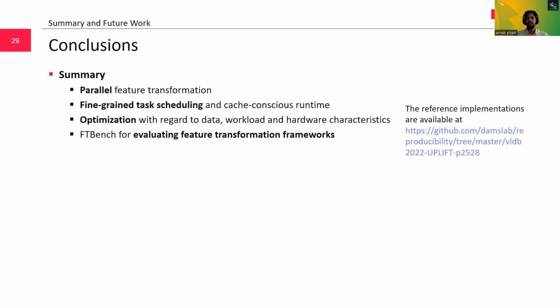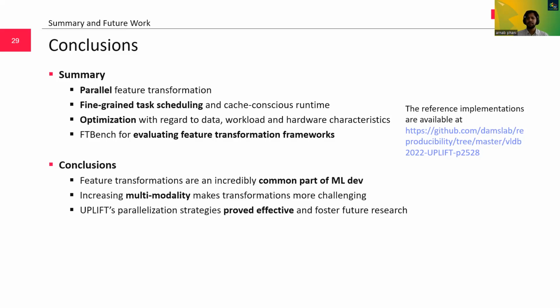To summarize, we introduced the UPLIFT framework to parallelize feature transformations with fine-grained task scheduling, and the FTBench benchmark to evaluate such frameworks on a variety of transformation workloads. We also made the reference implementations publicly available. Feature transformations are an incredibly common part of ML development. With increasing multimodalities, transformations are becoming more and more challenging. We showed that UPLIFT's parallelization strategies can tackle varying transformations.